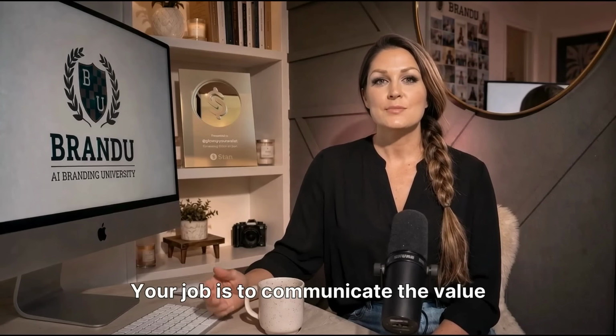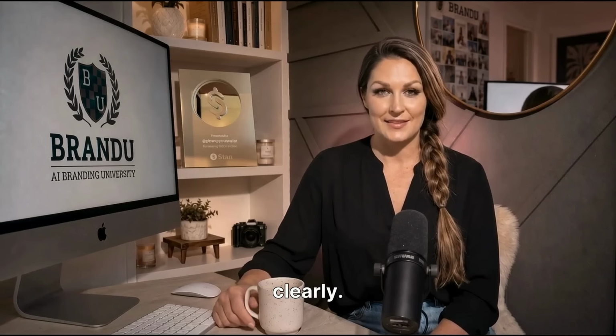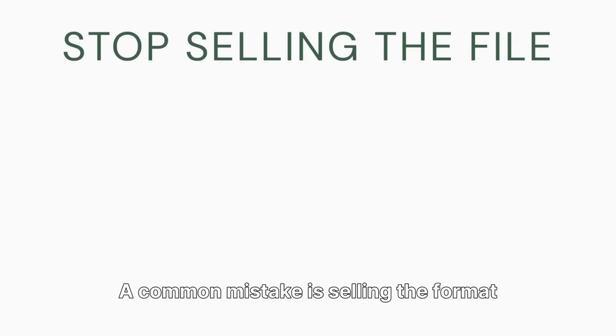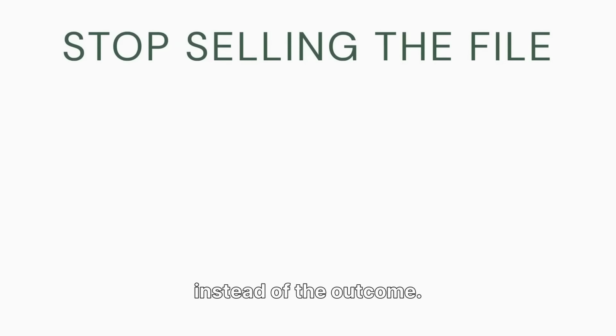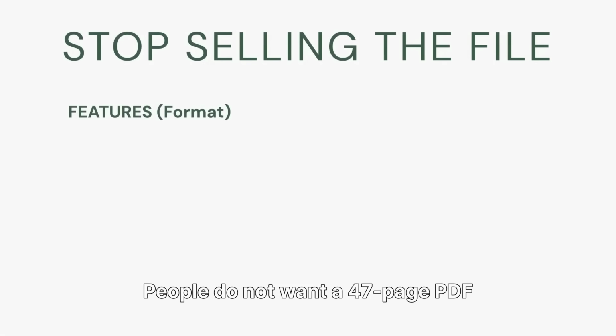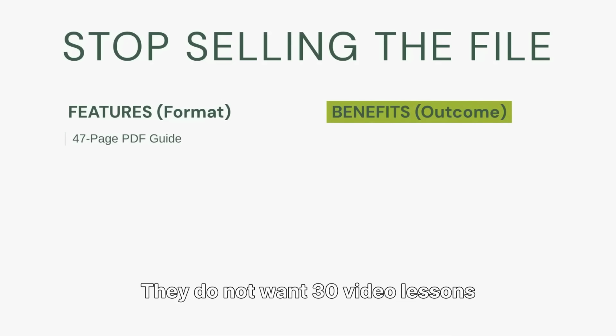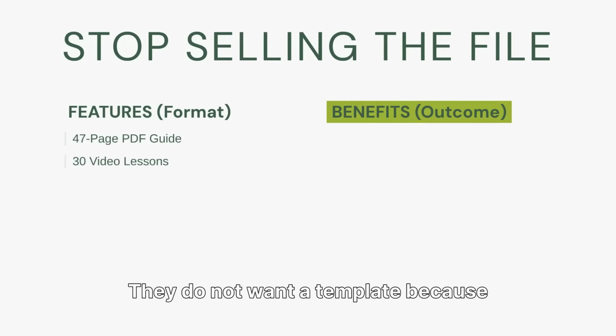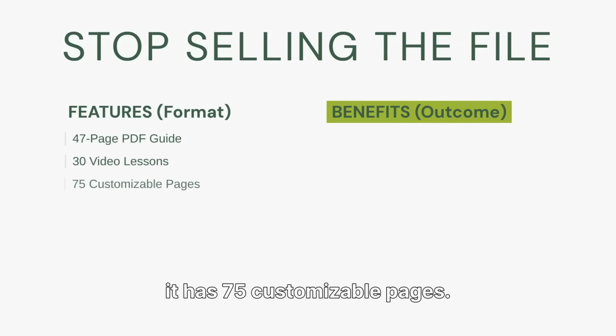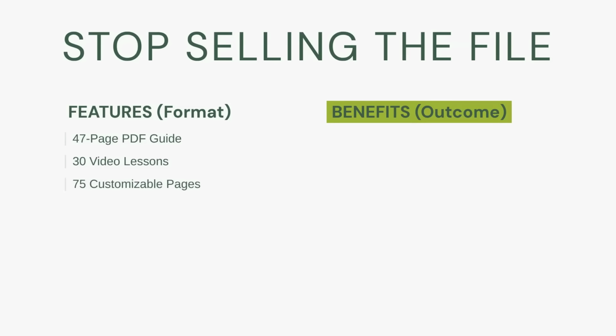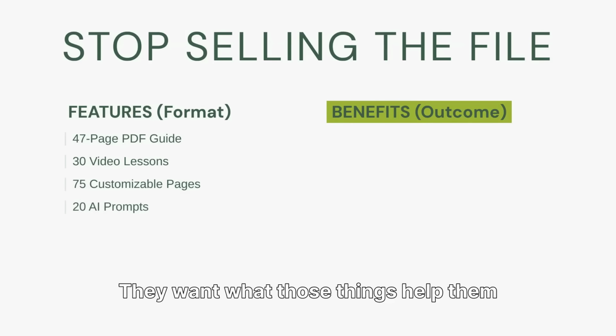Your job is to communicate the value clearly. A common mistake is selling the format instead of the outcome. People do not want a 47-page PDF because it is 47 pages. They do not want 30 video lessons because there are 30 videos. They do not want a template because it has 75 customizable pages. They want what those things help them accomplish.